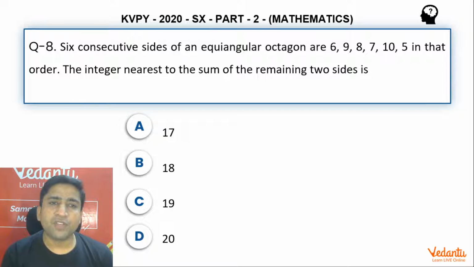As you can see on the screen, it says, six consecutive sides of an equiangular octagon are 6, 9, 8, 7, 10, 5 in that order. Then the integer nearest to the sum of the remaining two sides is... The options are A 17, B 18, C 19 and D 20.